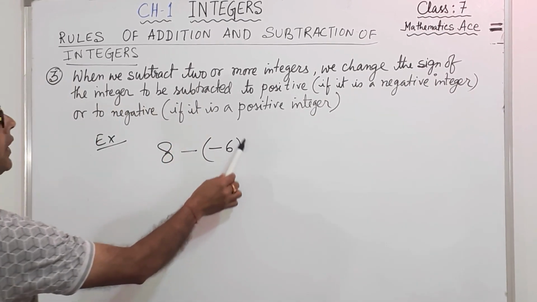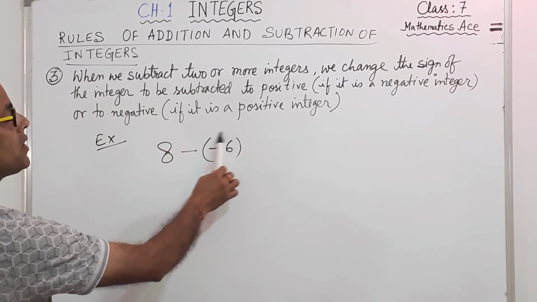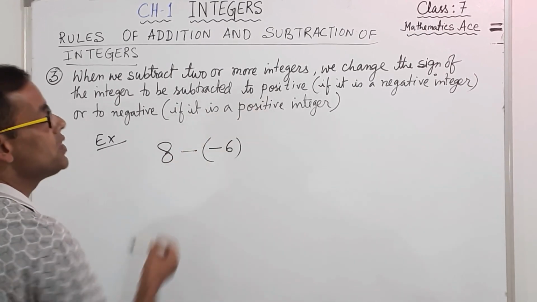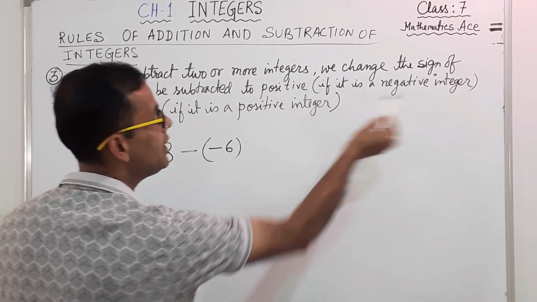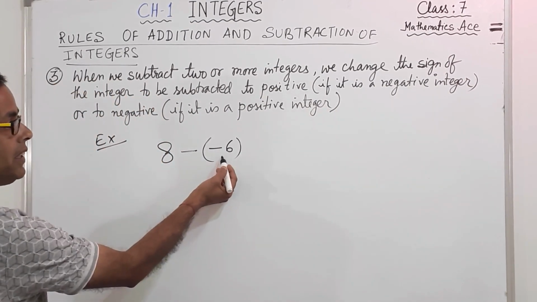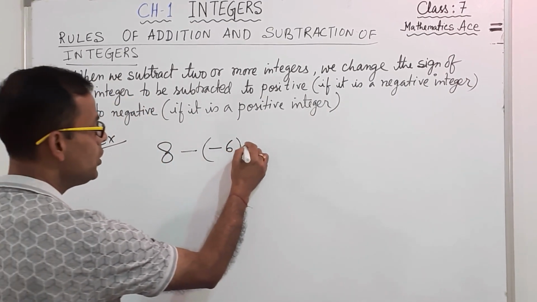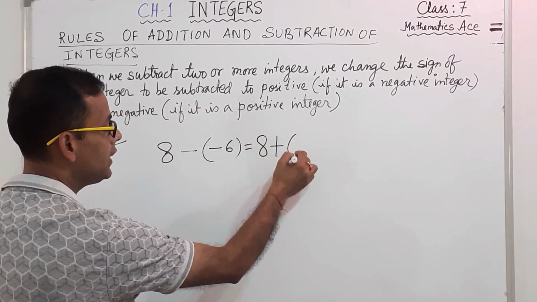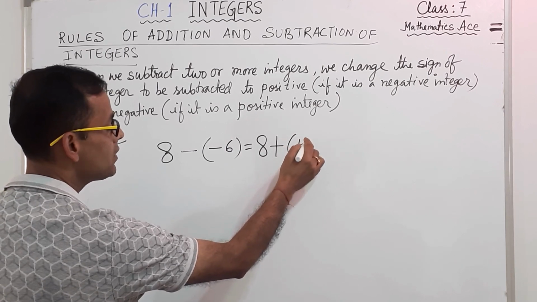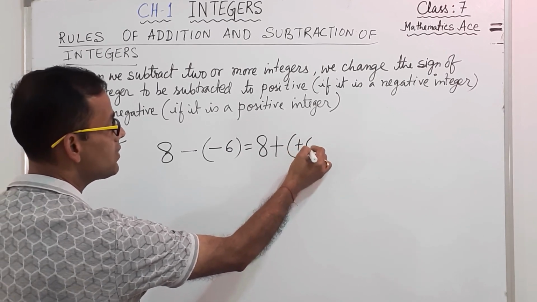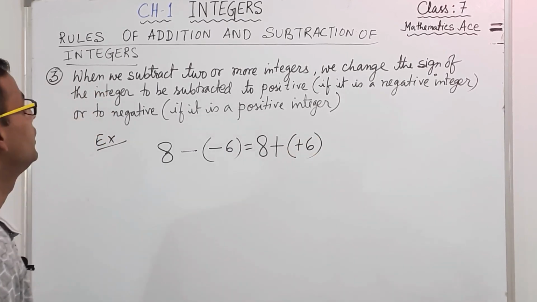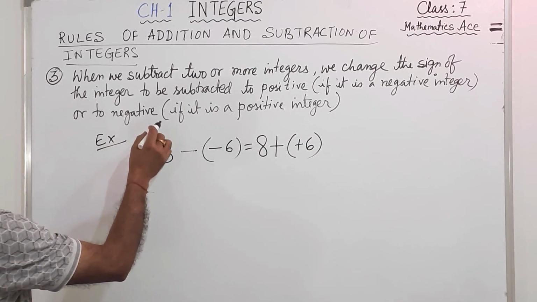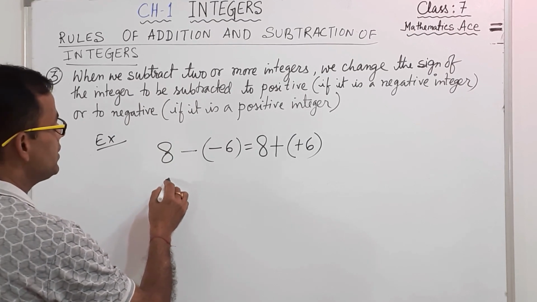Which one to be subtracted? Minus 6 is to be subtracted. We change it into what? Into positive if it is a negative integer. So it is a negative integer, we will change into positive. How? Now 8 and then plus, and then here we will do plus 6. Clear? Got it?